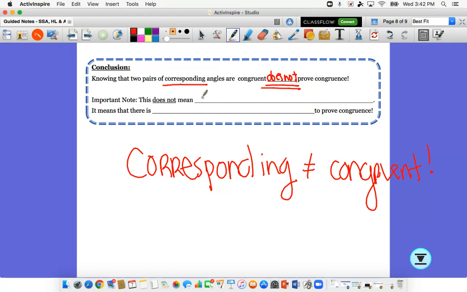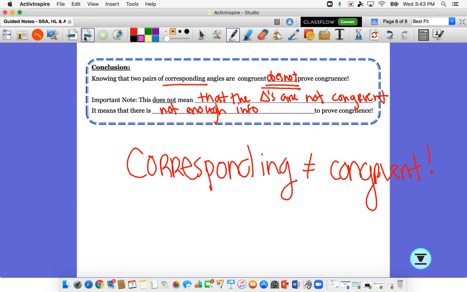Important note, this does not mean that the triangles are not congruent. It just means that there is not enough info to prove congruence. And this is the same thing with HL as well. That rhymed as well. We're not necessarily disproving congruence, we're just not proving congruence. We're basically saying, I need more. I need to investigate this further to be able to draw a conclusion about it.